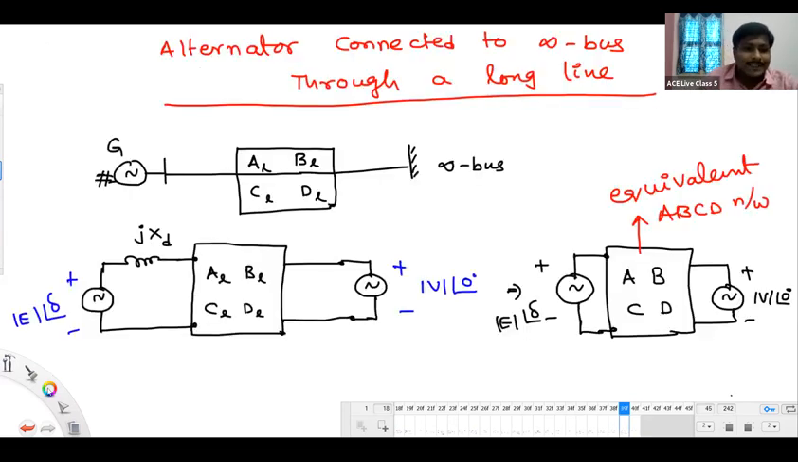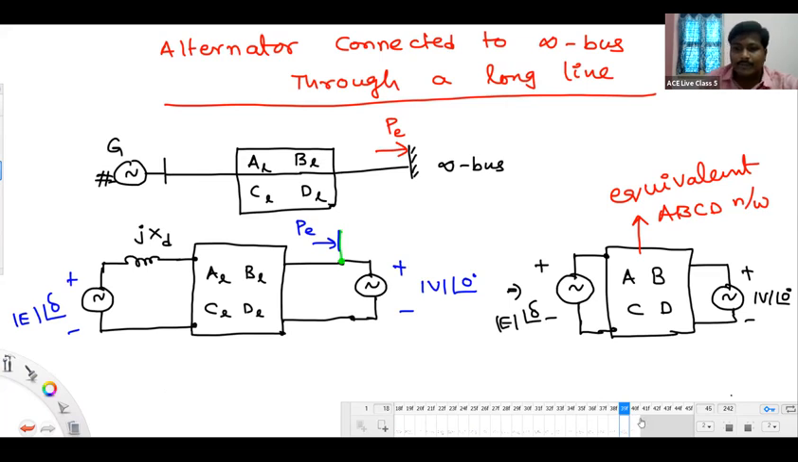Now, see, what is the expression for the real power injected into the infinite bus? That is our interest. Anyhow, I'm not going into any derivation right now. I will give you this equation directly in terms of ABCD parameters, that you try to remember. If time comes, I will discuss the derivation.